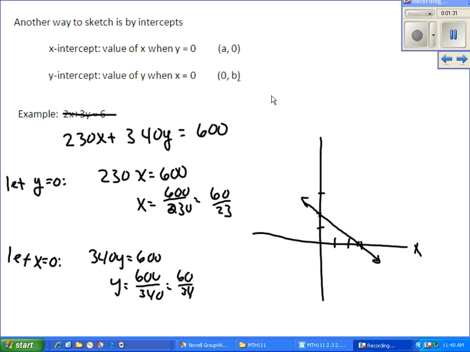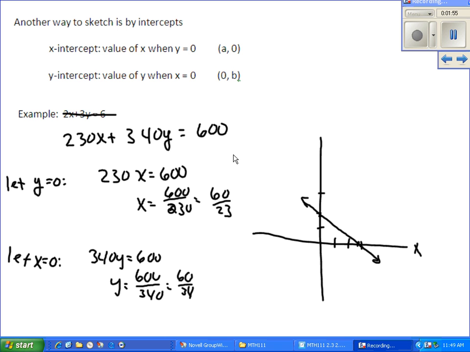Another way to sketch is by intercepts. Again, an x-intercept is the value of x when y is 0, the point (a, 0), and a y-intercept is the value of y when x is 0, the point (0, b). And I just made my example a little more complicated looking here: 230x plus 340y equals 60. This is a standard form of a linear function, which is not the useful form.